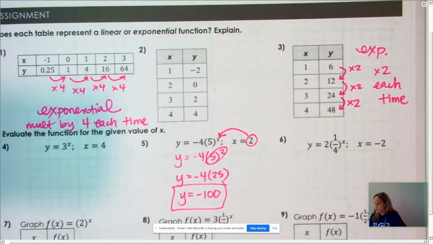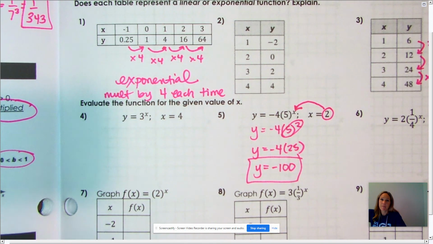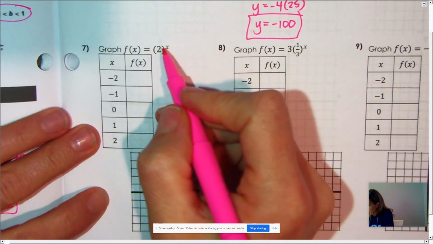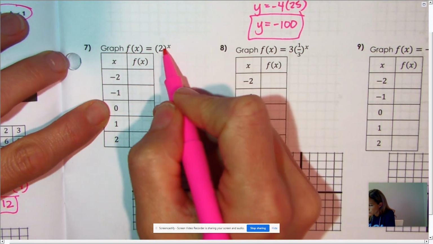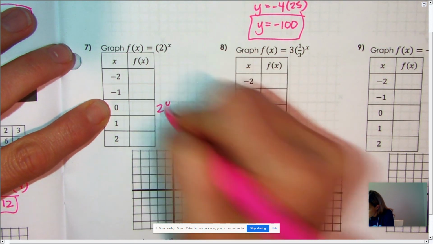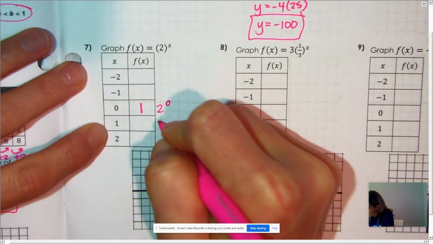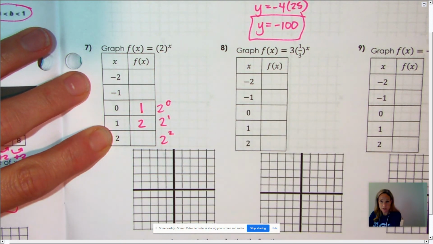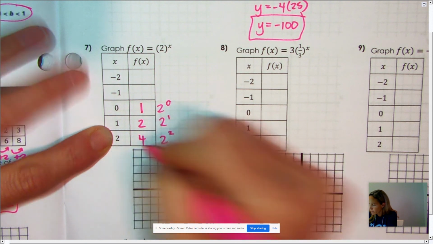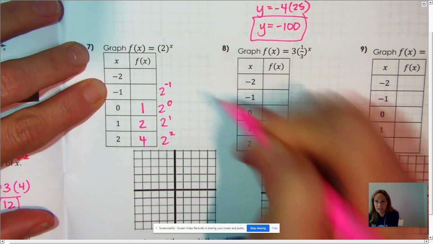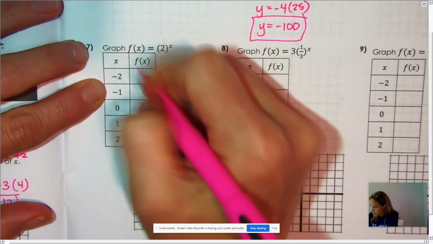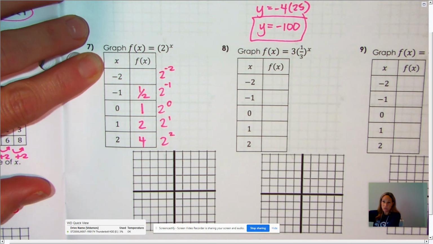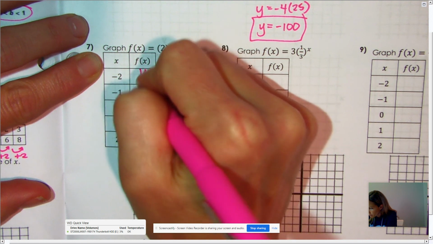Moving right along to question number 7. So now for this one, if I'm going to graph, I'm going to start plugging in the easy ones, right? 2 to the 0 is equal to 1. 2 to the 1, if I just have 1, 2, that's 2. 2 to the 2, well, that's 2 times 2, which is 4. 2 to the negative 1 just means divide by 2. So that's like 1/2. 2 to the negative 2 means divide by 2 twos. So that would be 1/4.